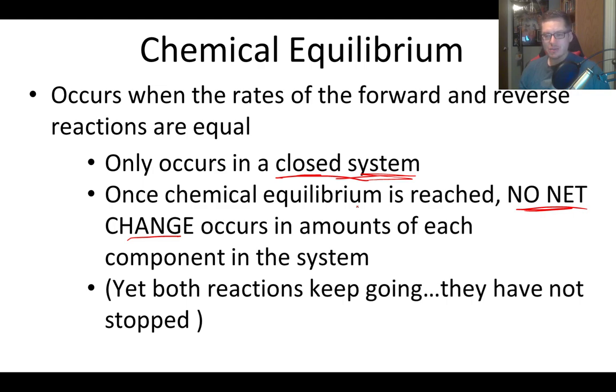What it means is that you have no net change in the amounts as they go. All right, remember, these reactions keep going. They haven't stopped. If reactants run into each other with enough energy and the right orientation, they can still react and form products, and the products can still react by collision theory to form reactants. So the reactions keep going. They go both forwards and reverse the whole time.